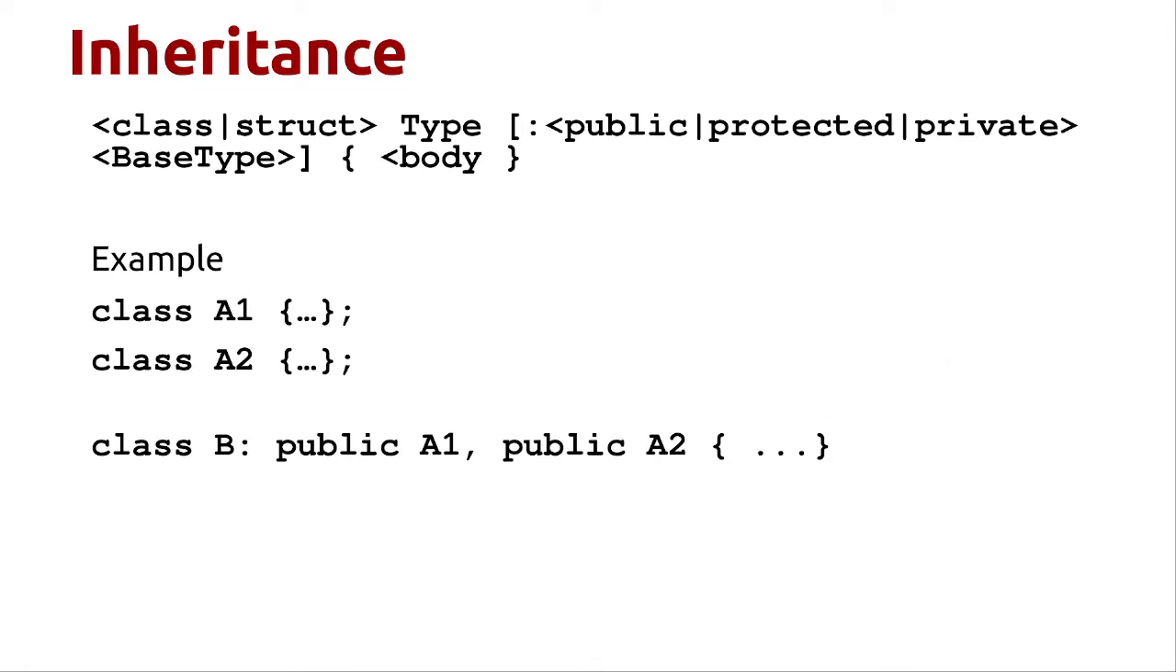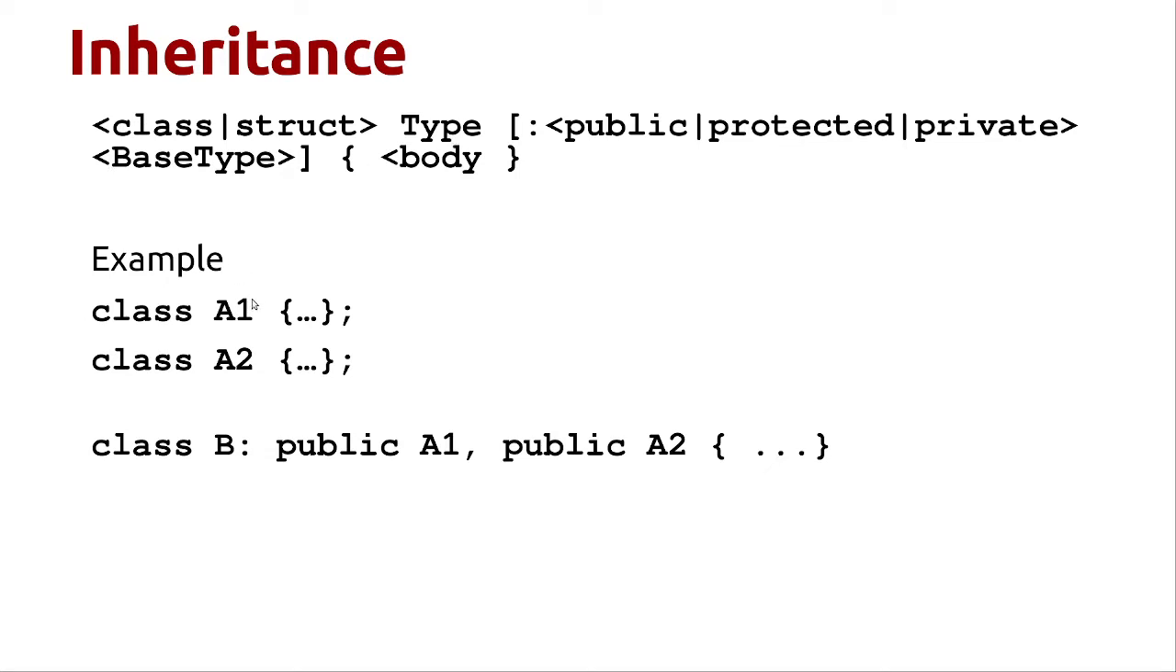Now, let's see examples. This is the generic definition of how you define inheritance. You have either a class or a struct, then the name of the class that you are defining, and then you put a colon, and then you write either public, protected, or private, which are 3 qualifiers. For now, just think everything is public. And then you write down the base type.